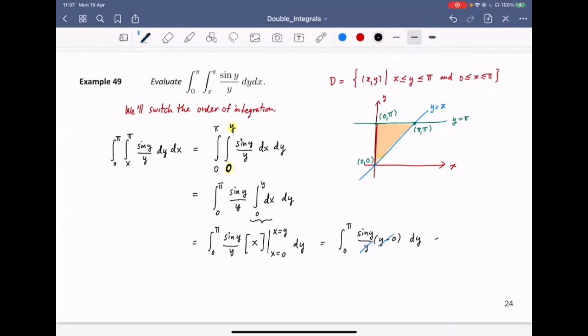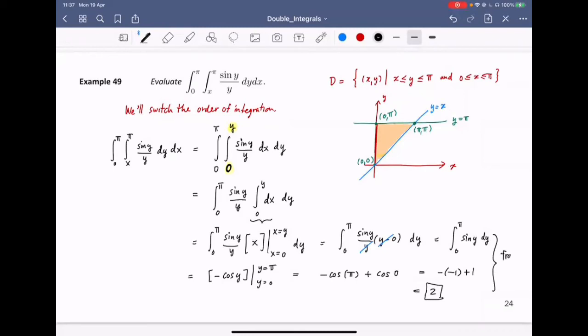That is the integral of sine y dy from 0 to pi, which gives negative cosine y from 0 to pi, which is negative cosine pi plus cosine 0, which is negative 1 plus 1 times negative 1, which is 2. All right, so the rest of the work is just the integration from calculus 1, which I assume everyone can do.